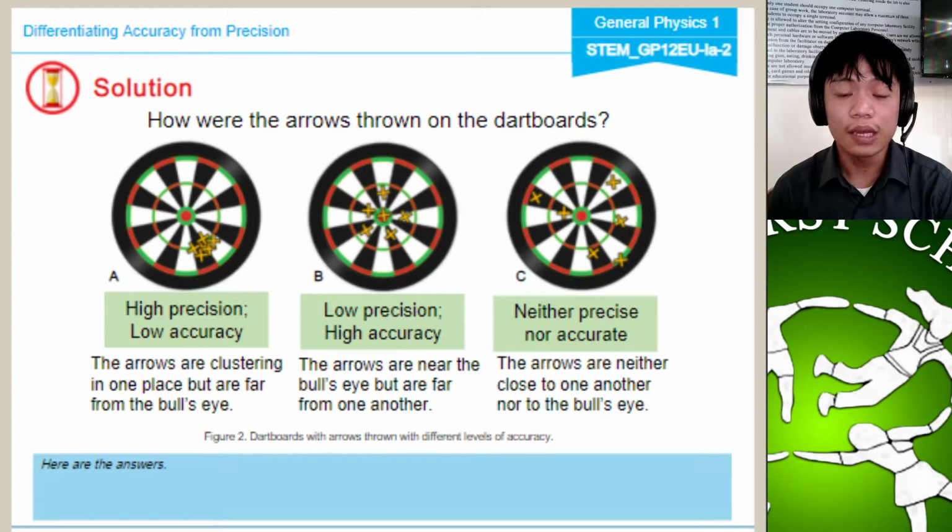So the arrows are clustering in one place but are far from the bullseye. So that's it. Sa letter B naman, it has high precision. Bakit high precision?